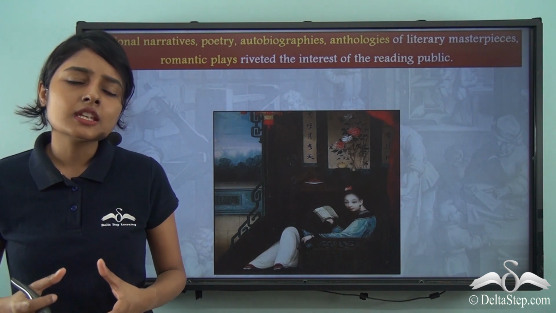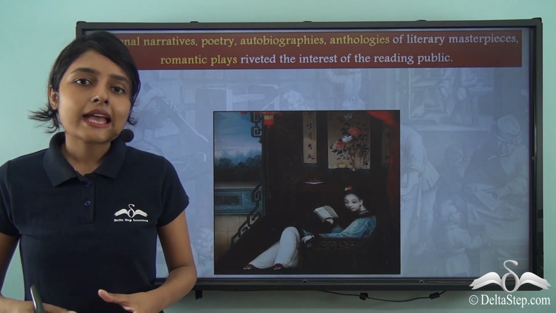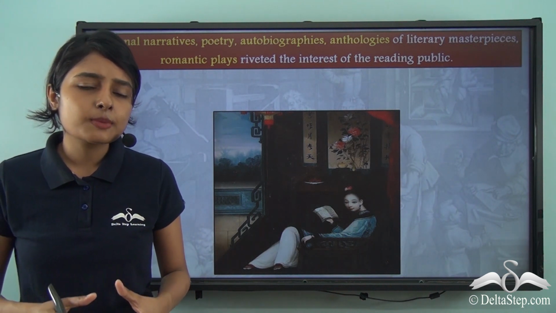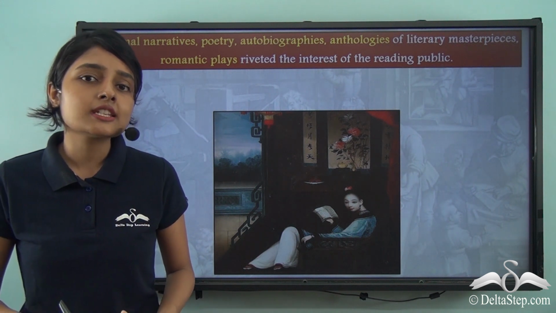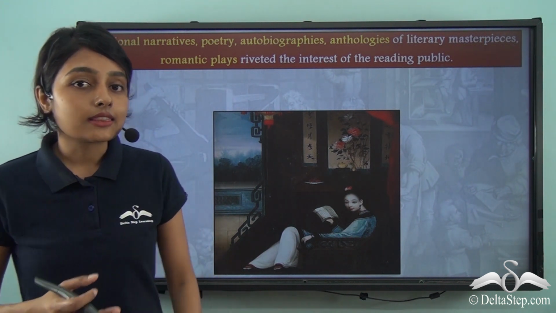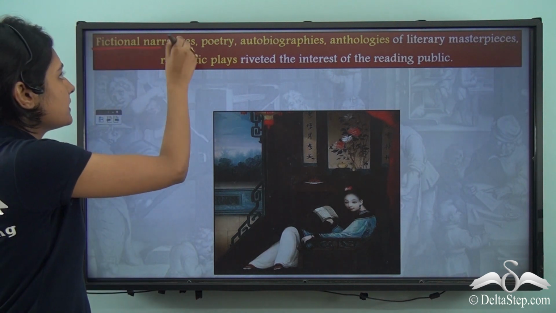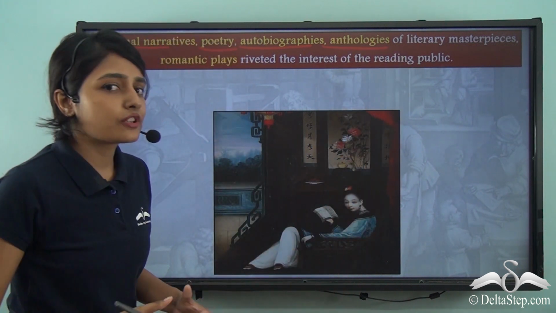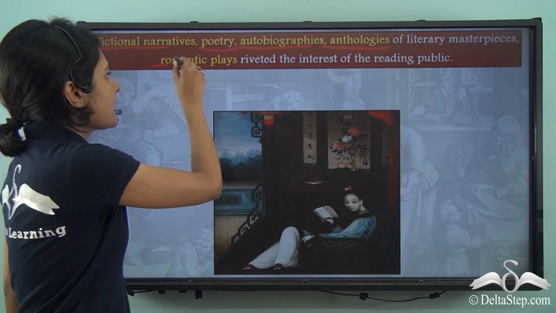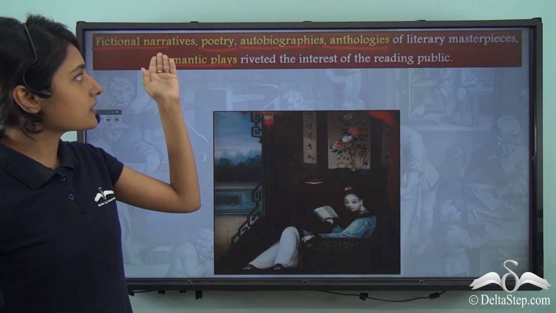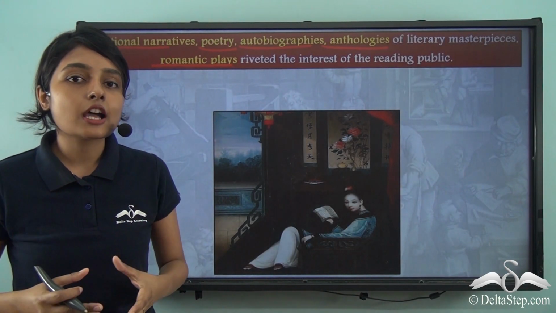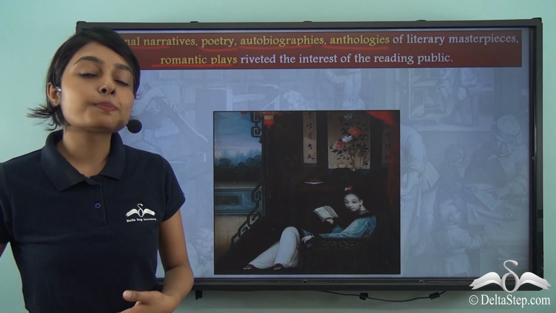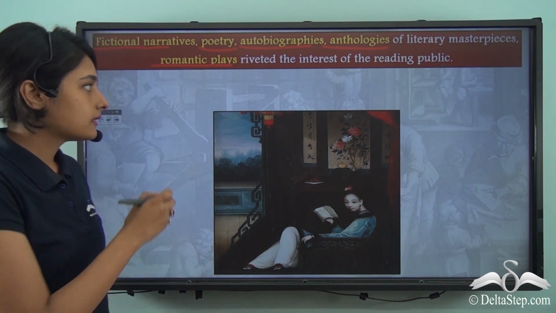Now what was this new reading public fond of reading? As in, what kind of texts did these people read? Most definitely these people were not the ones who used to read printed textbooks. Instead, they were very fond of reading fictional narratives, poetry, autobiographies, anthologies of different literary masterpieces, as well as romantic plays. All these different kinds of fictional things now grabbed the interest of the new reading public. So this is a way in which print diversified in China.